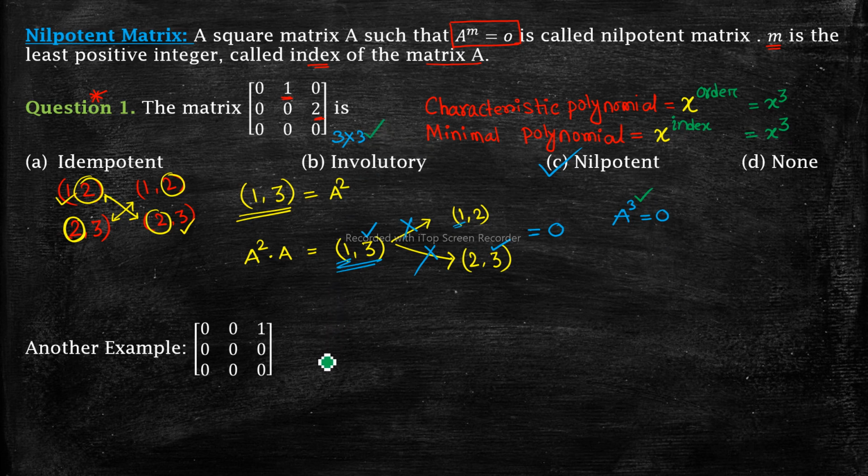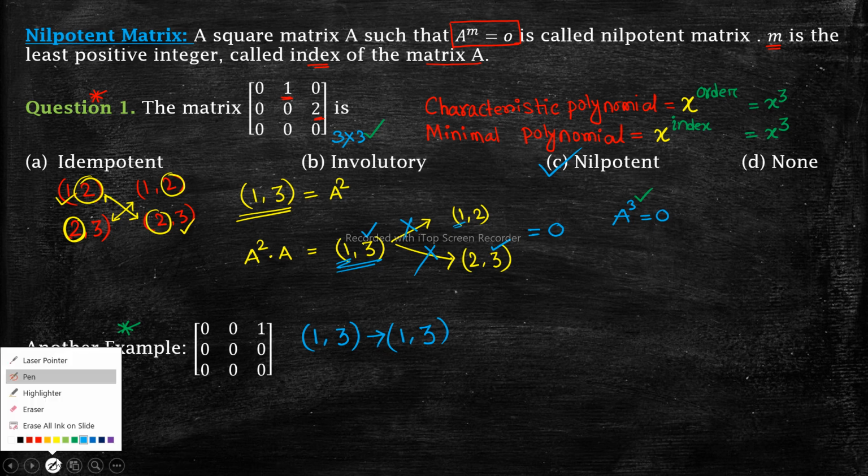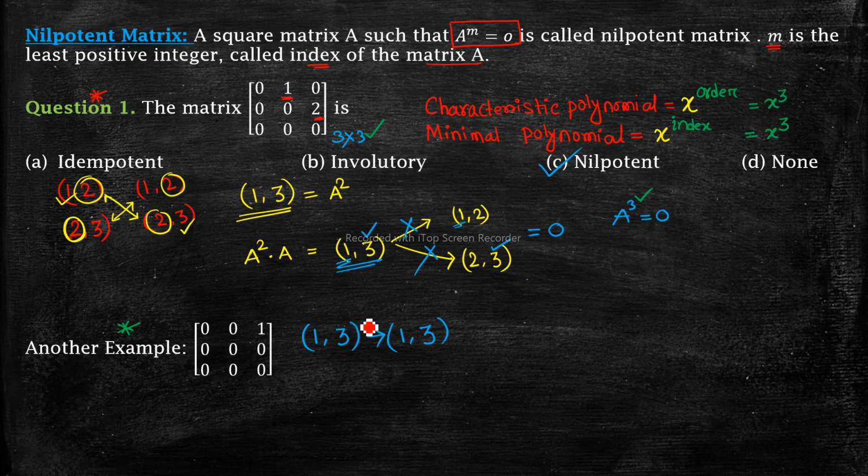But if you look at another example, this one, it is very easy to identify the non-zero element present only in a single place, that is 1 comma 3. Are you getting my point? Now if you want to find A square, we have to multiply 1 comma 3 only. So if we multiply 1 comma 3 with this, is it possible to multiply? I think you got it: no, it is not possible, sir.